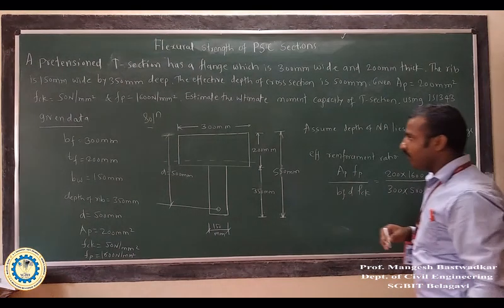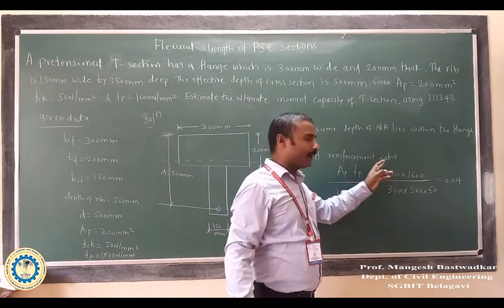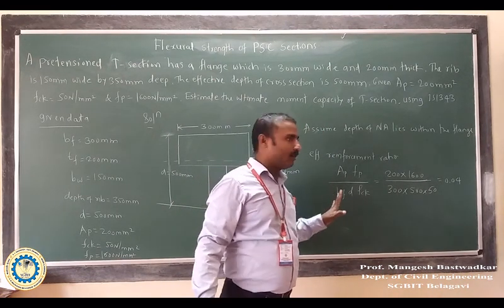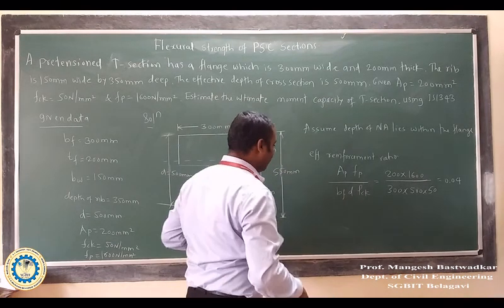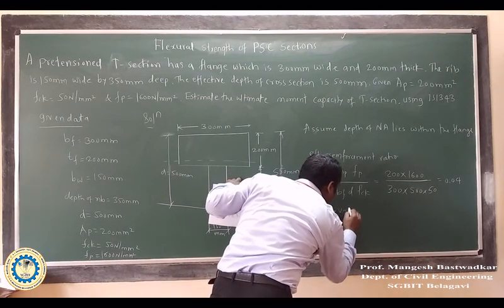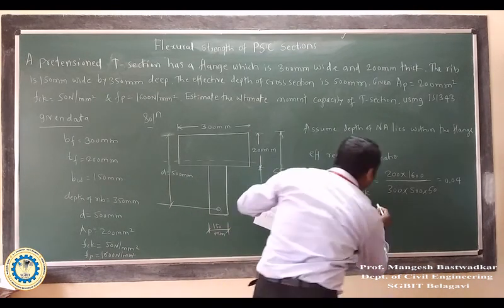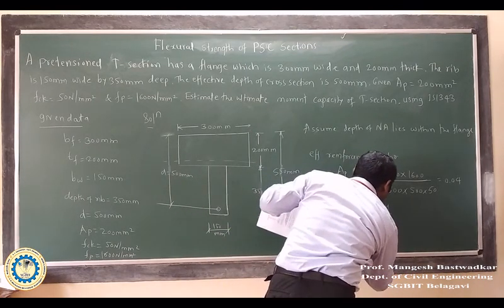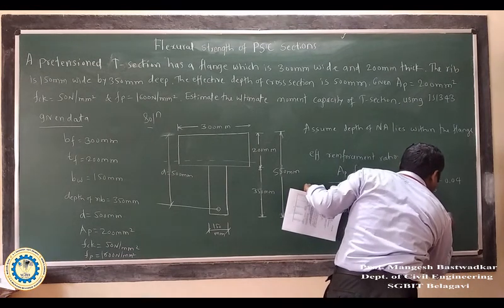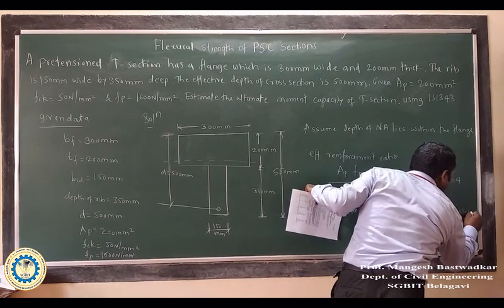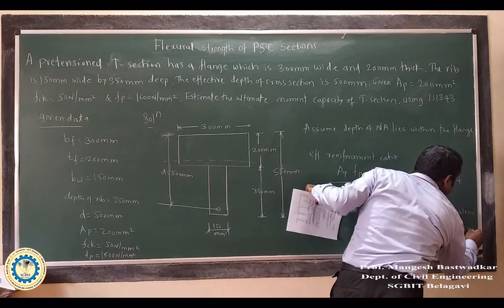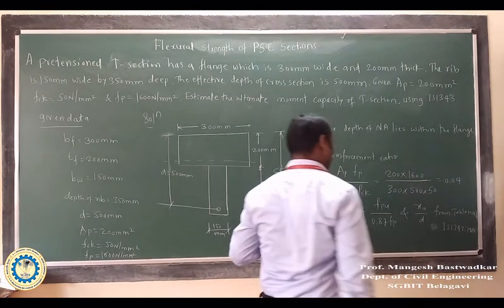0.04. Now, based on this effective reinforcement ratio and from table number 11, we can obtain the value of FPU divided by 0.87 FP and XU by D from table number 11 of IS 1343:1980. Okay.